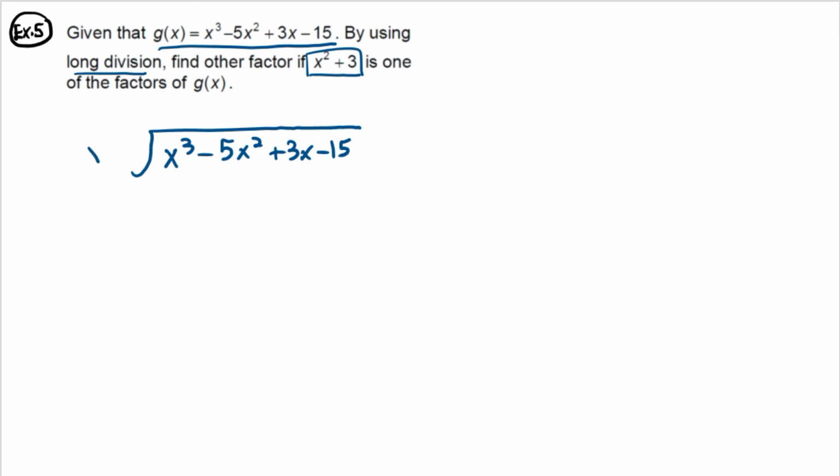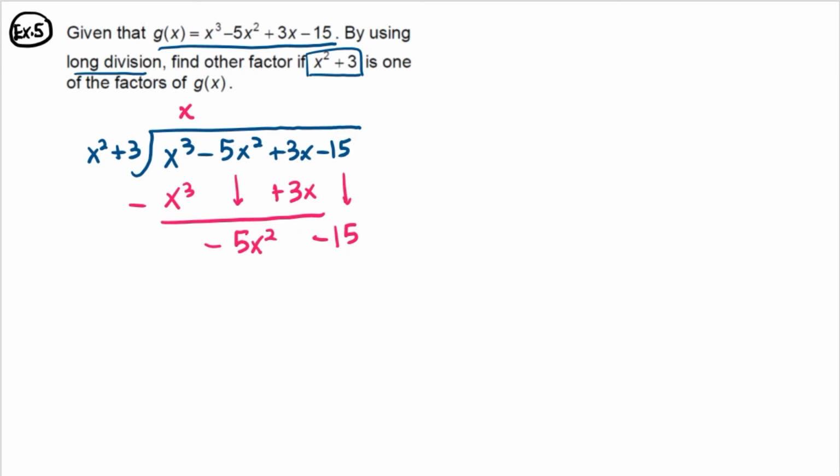Okay, now I want to divide with x squared plus 3. Using this, you divide x cubed with x squared. I have an x, so I multiply x with x squared, so I have x to the power of 3. I multiply x with 3, I'll have a positive 3x, so I put it here. Now I have to subtract, so this part becomes 0. You just bring down negative 5x squared, and because 3x minus 3x becomes 0, you just bring down minus 15 here.